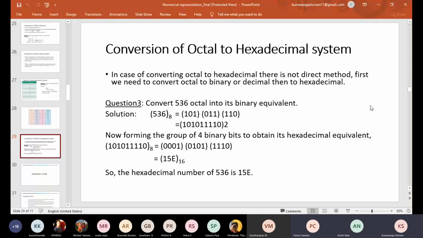So in this question, we'll first convert 536 into its binary equivalent using the tables, or we can work it out. And then convert binary into hexadecimal by forming 4 groups. Like Archit has said, if the most significant group has fewer bits than 3 or 4 for octal or hexadecimal, we have to add zeros. So from the table, we can convert it to the corresponding number system. That's it. Thank you.